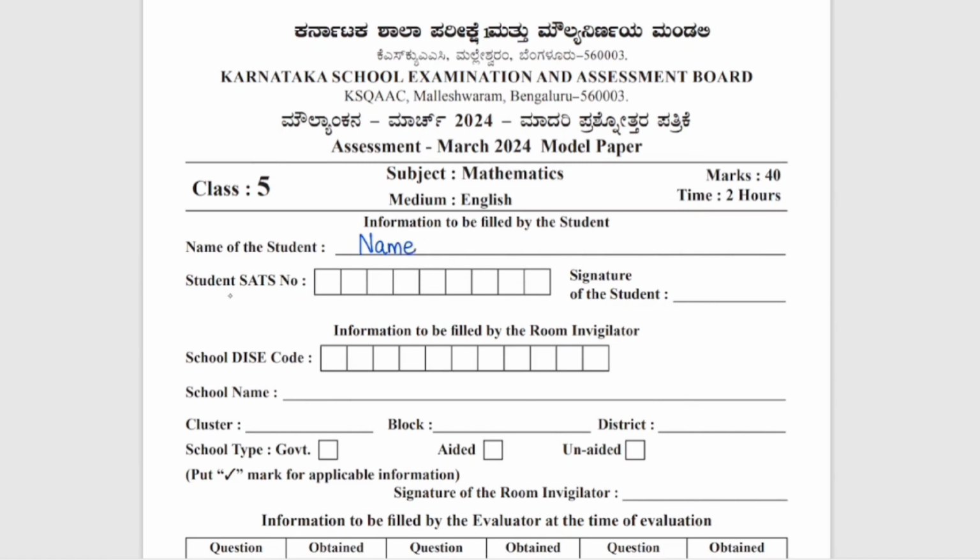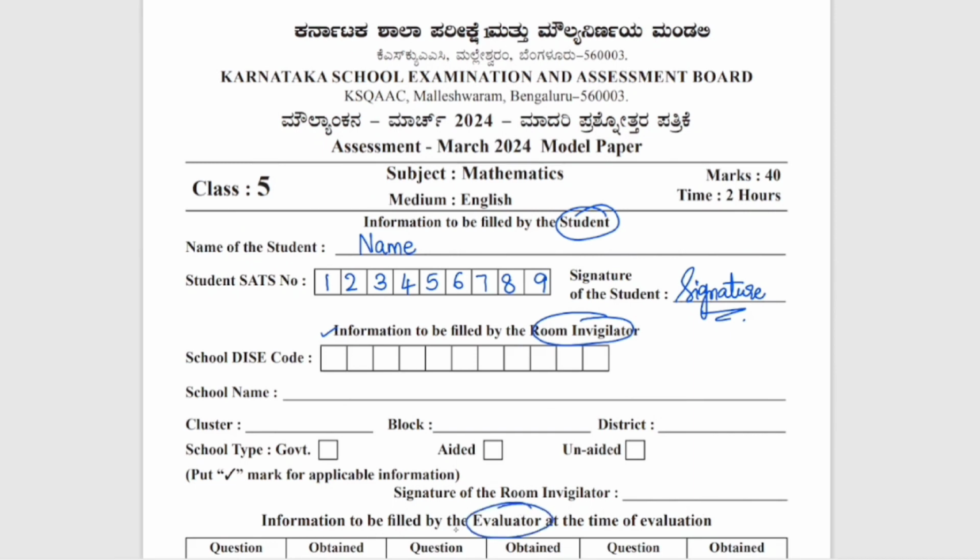And then comes student SATS number. So we need to write the SATS number here. And finally, signature of the student. These 3 points the student will be filling. Rest of the information either the room invigilator or the evaluator will be filling. So this is about the first page of the question paper.